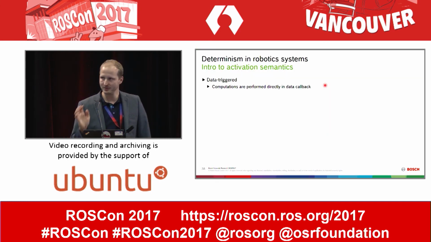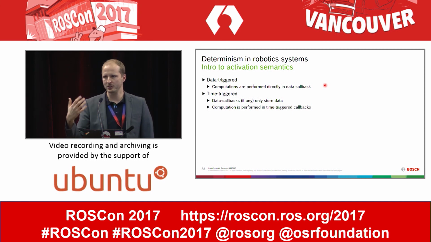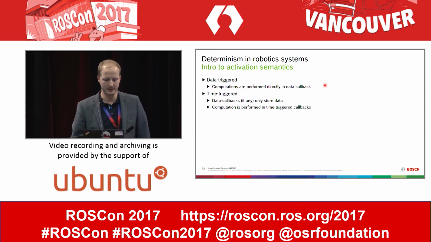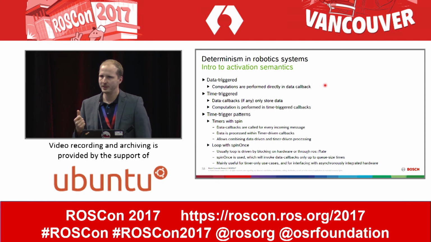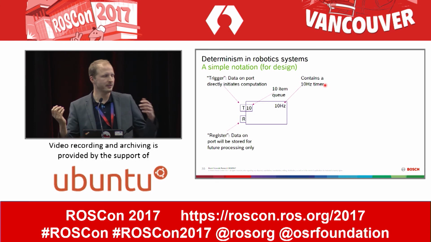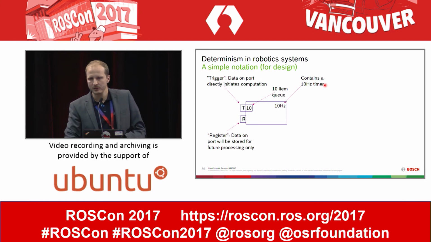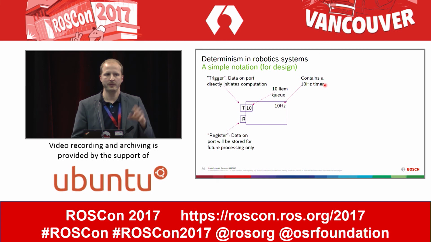When the computation is directly caused within the callback, we call that data trigger. When the actual computation is triggered by a timer, we call it time trigger. For time triggering, what we see in ROS is 2 different patterns. One is you have a ROS timer, and the other is that you have a timer loop where you call spin once.